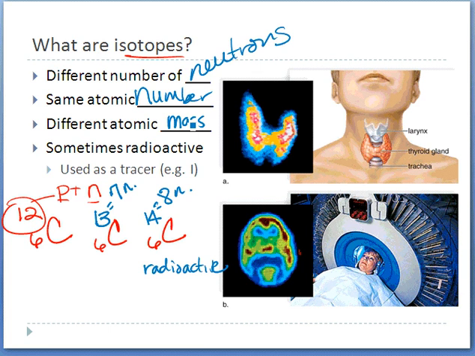Now, isotopes, especially radioactive ones, can sometimes be used as tracers in things like MRIs, like you see in this picture here. They'll use radioactive iodine, for example, and trace it in the body to find the location, for example, of tumors or masses or growths.